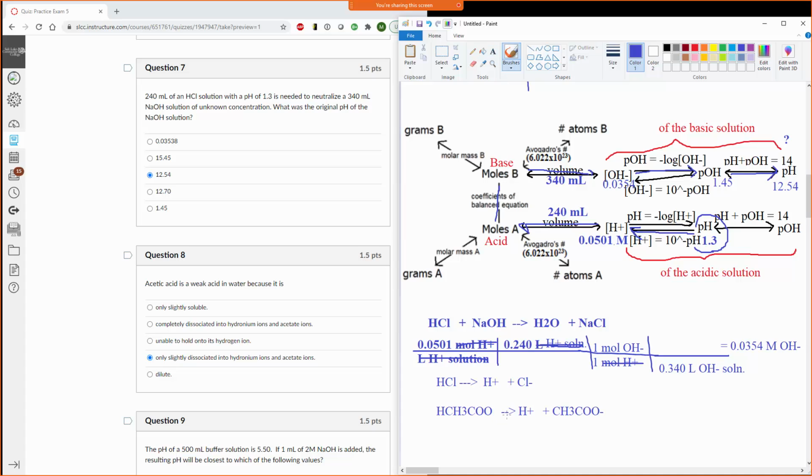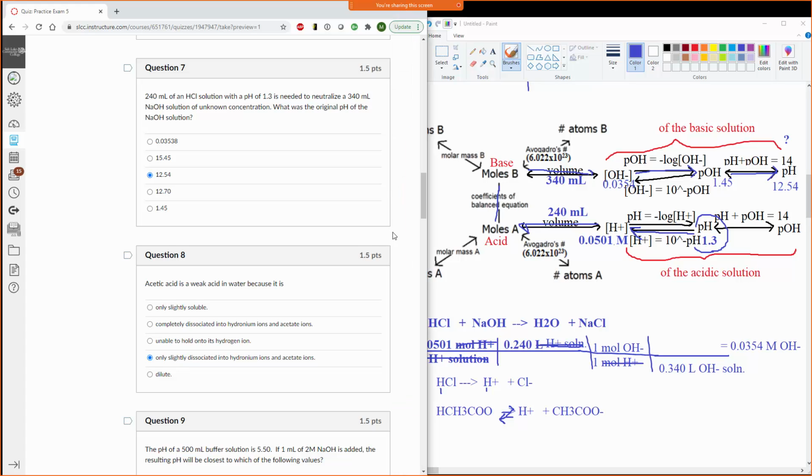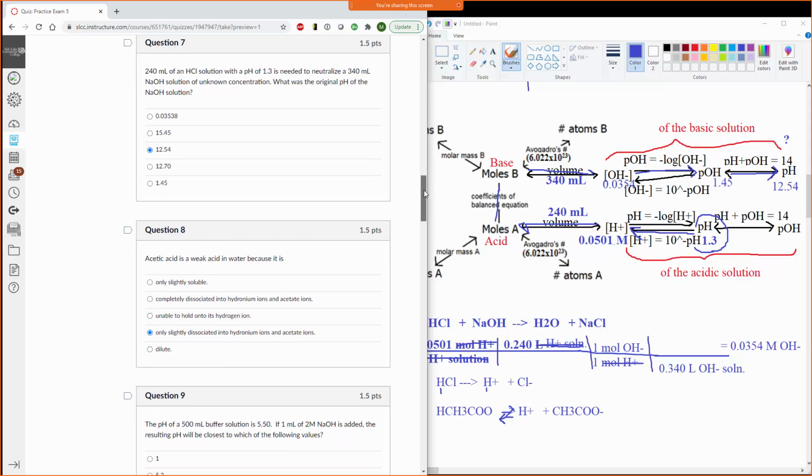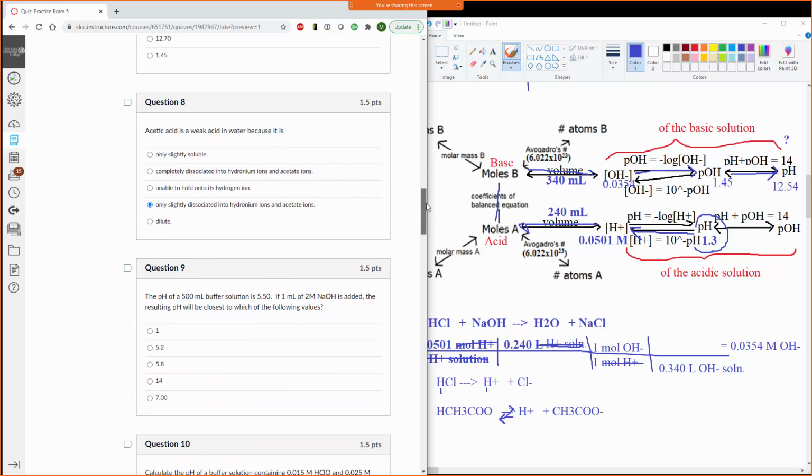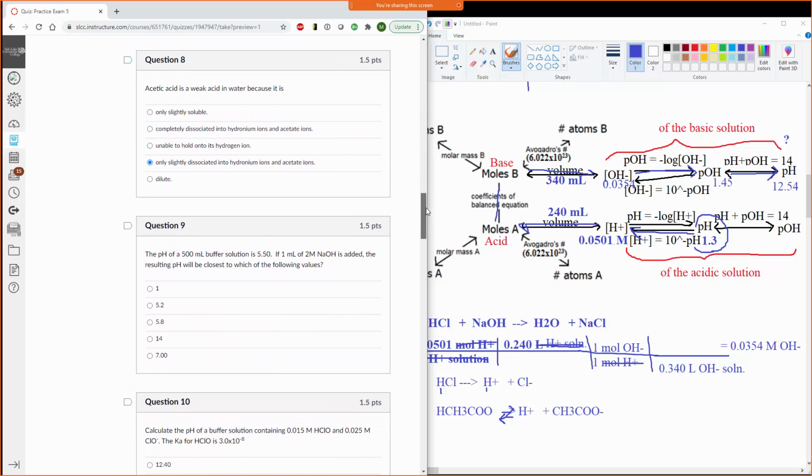So I would represent that with the double arrow to say, actually, it's not complete. So I can't say that it's a 1-to-1 ratio because it depends on the K value, wherever this equilibrium lies. All right, that makes sense? It would be the same for a weak base. A weak base only slightly dissociates into hydroxide ions. It's the same thing. Okay, so that's the definition of the weak versus the strong.